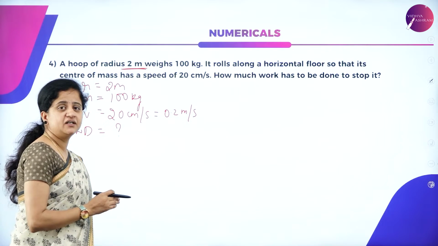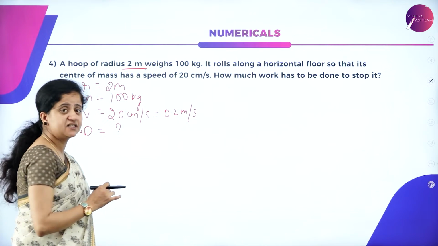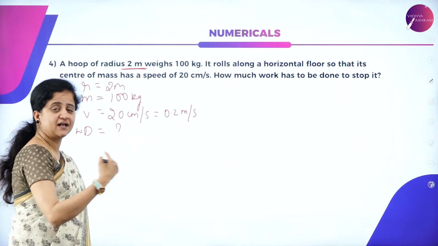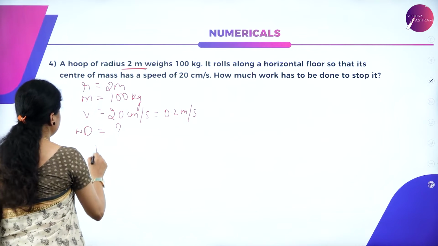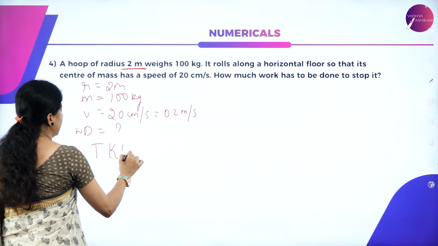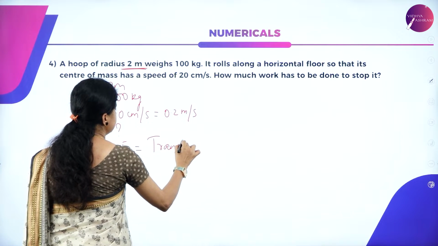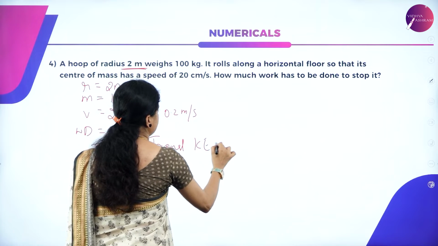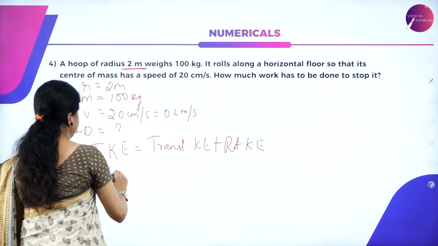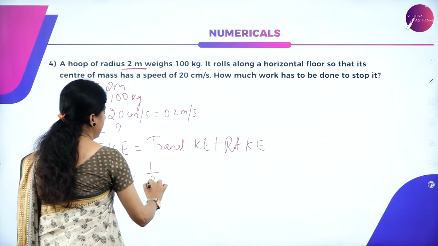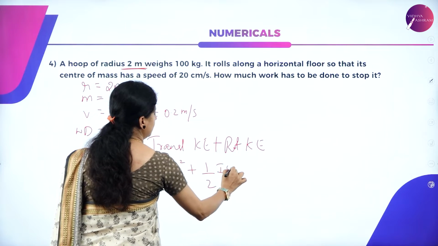We know that the work done is stored in the form of kinetic energy. So what sort of kinetic energy here? A hoop has a translational kinetic energy as well as rotational kinetic energy. So the total kinetic energy can be calculated as the sum of translational kinetic energy plus rotational kinetic energy. So E_T is equal to half mv square plus half I omega square.